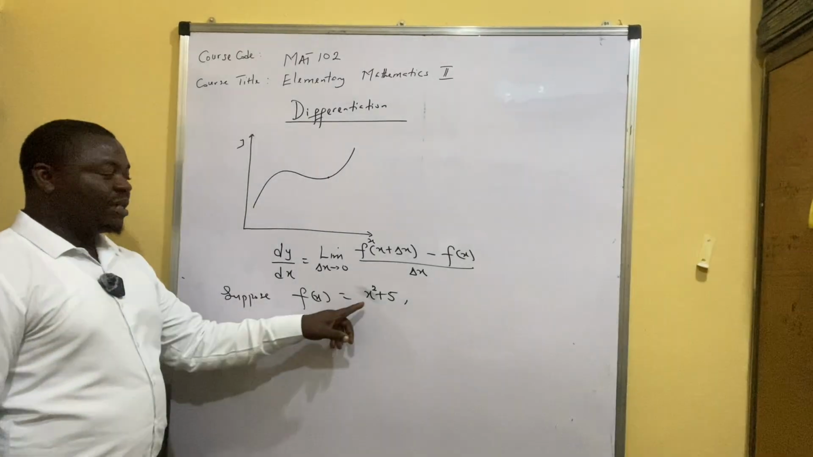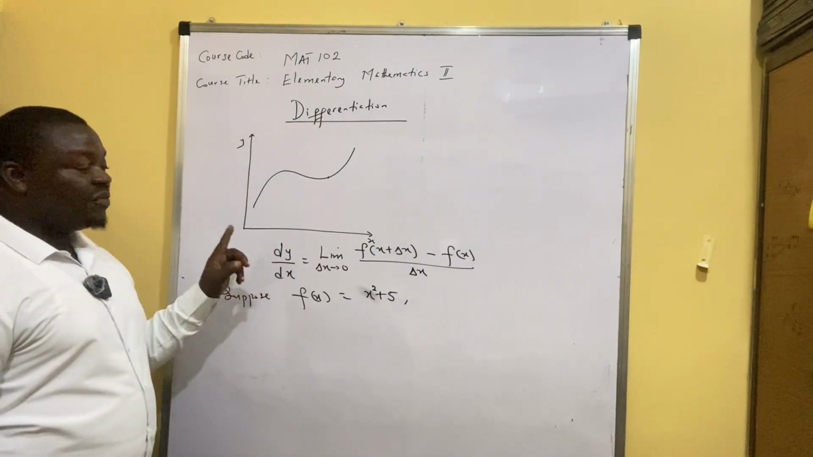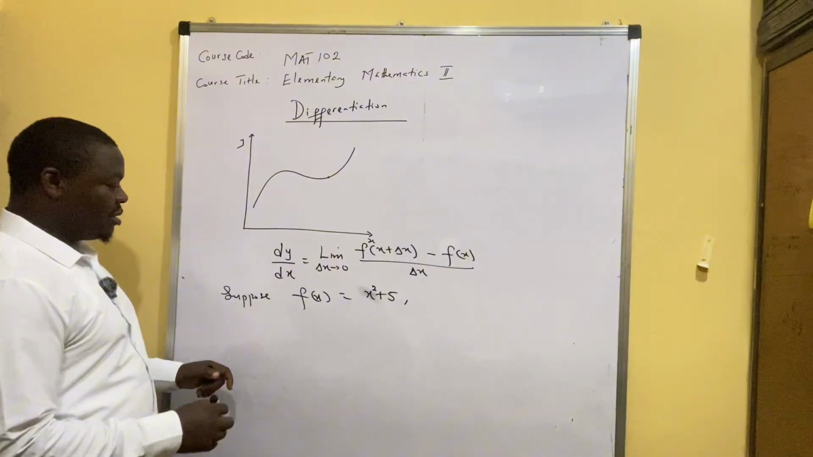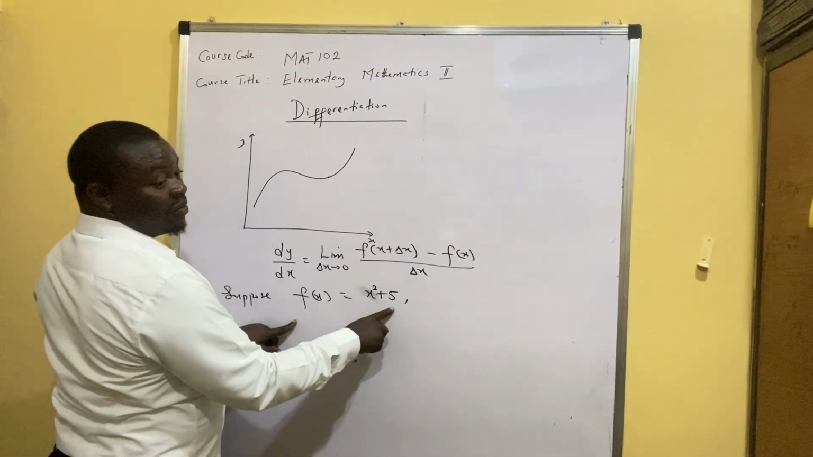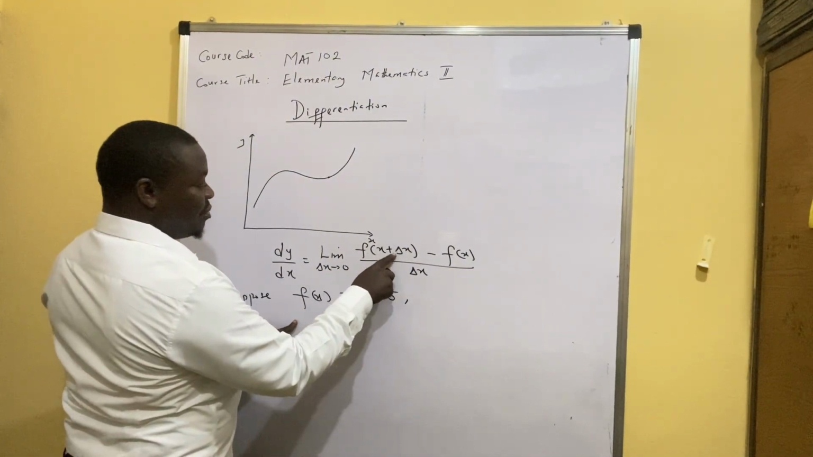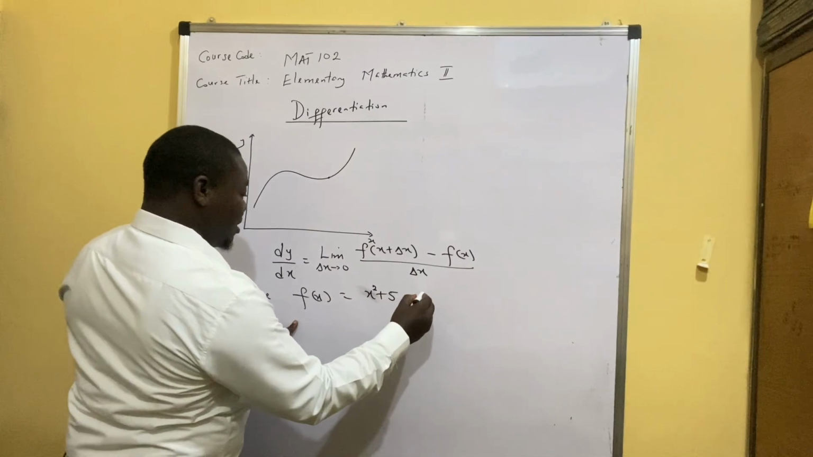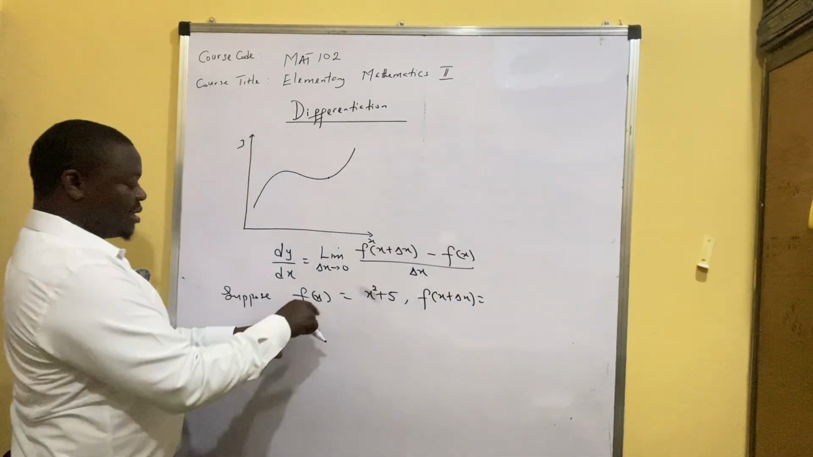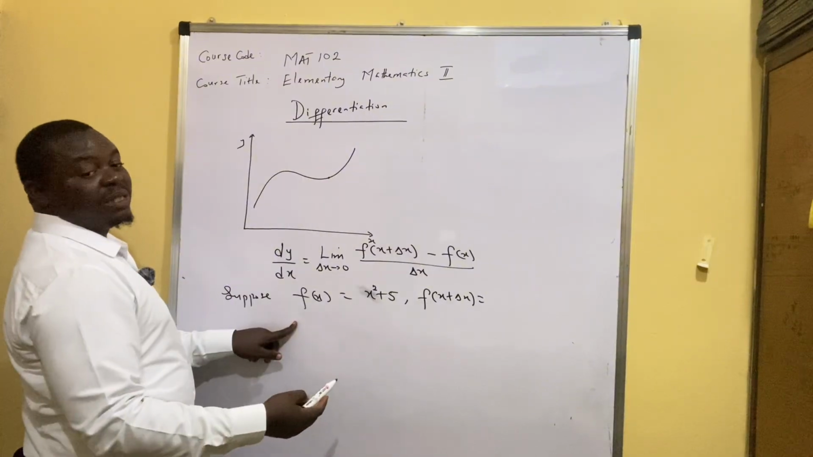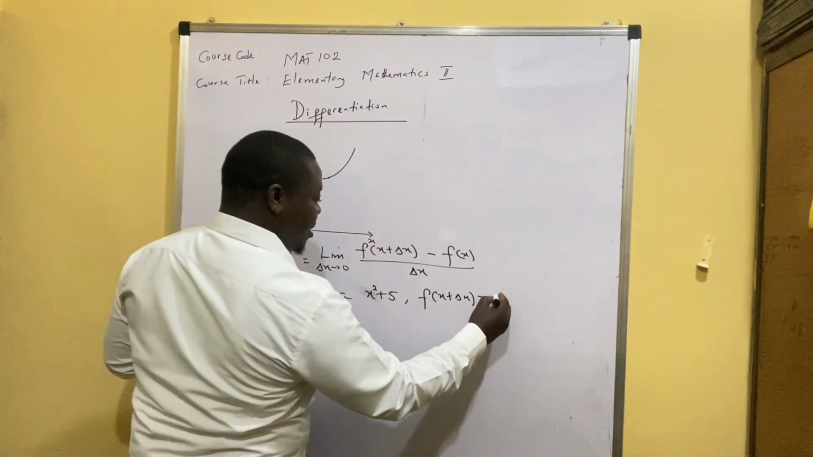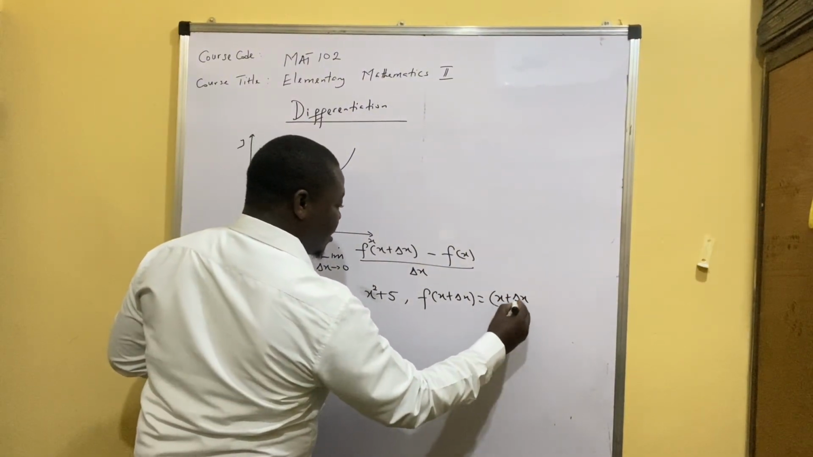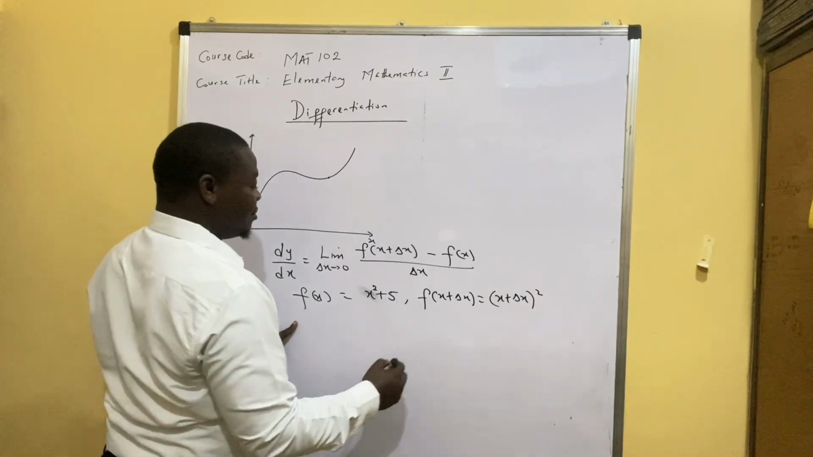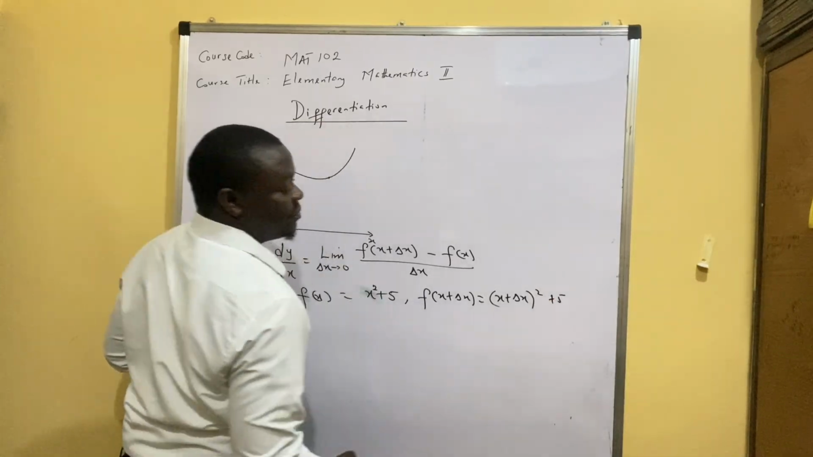So let's take one more example on this. Suppose f of x equals x squared plus 5. I want to differentiate from the first principle. So all we need to do is, our f of x is x squared plus 5. We need to find f of x plus change in x. So that means f of x plus change in x will be equal to, wherever we see x in f of x, we now replace with x plus change in x. So we have x plus change in x all squared, all together, then plus 5.